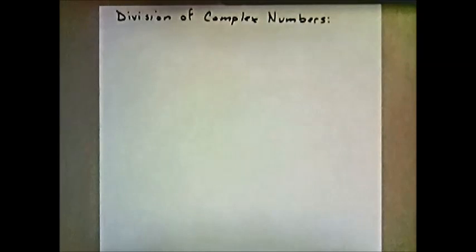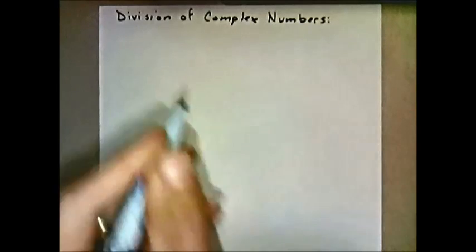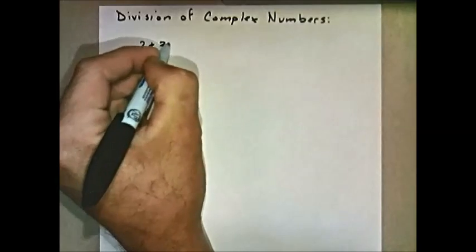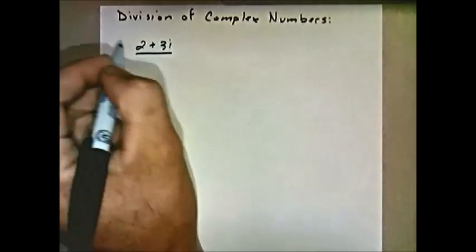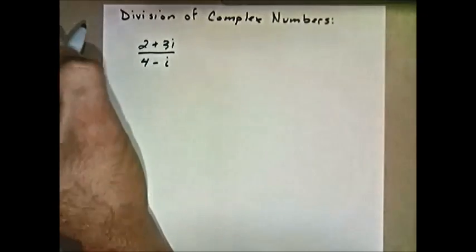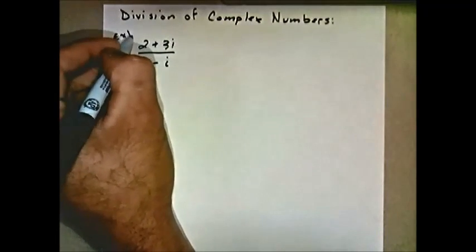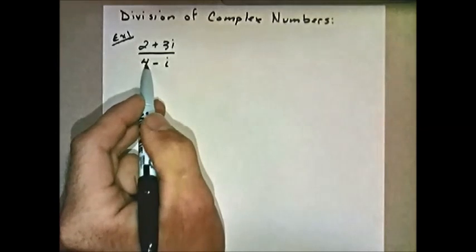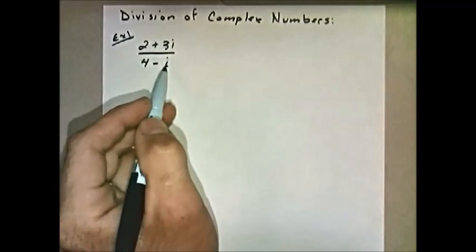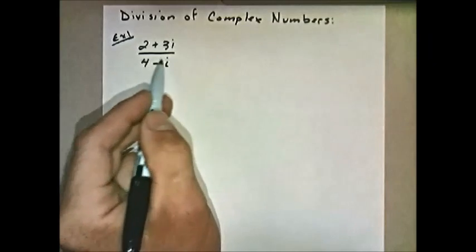The division of complex numbers is more of a simplification than division. If we look at a complex number, say 2 plus 3i, and divide it by 4 minus i, we'll call this example 1. What we're really going to do is simplify so we don't have an i within our denominator.